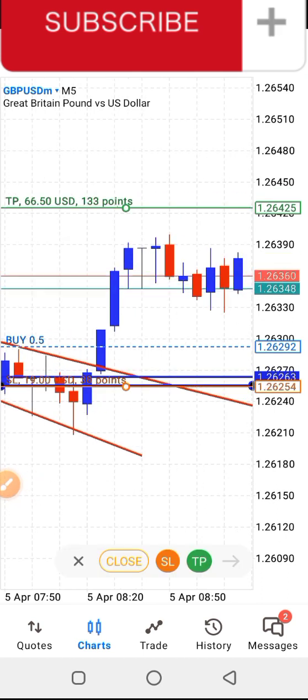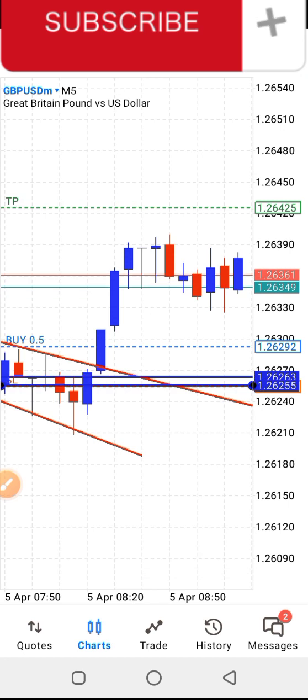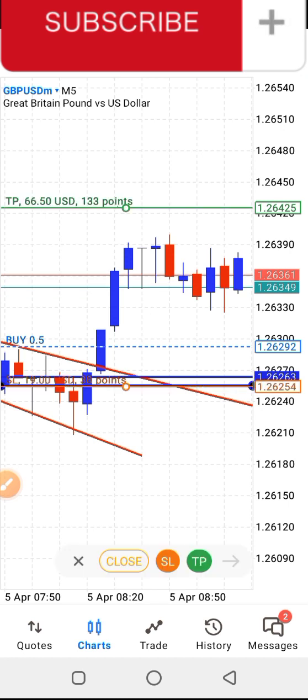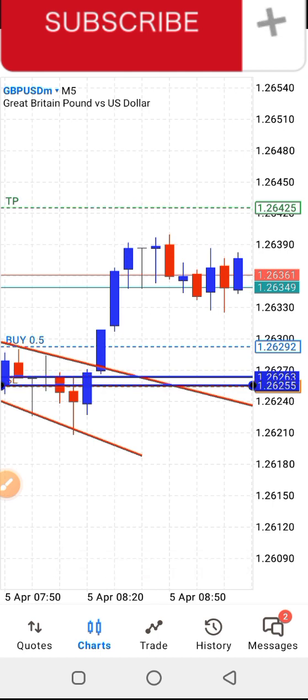Let me click on it. That's my stop loss right there. Then I placed my take profits right here. You can see my take profits. I'm gunning for about $60 on this one.